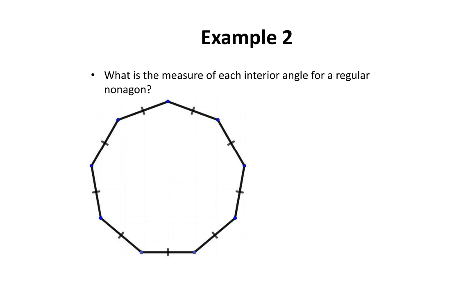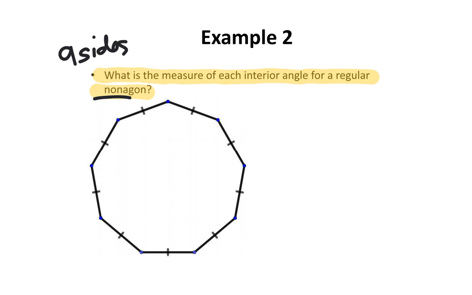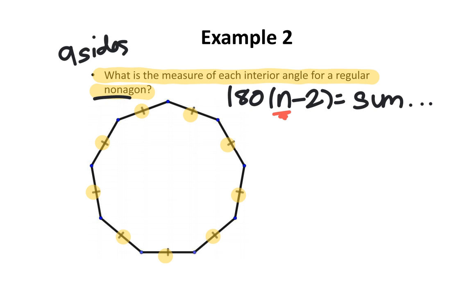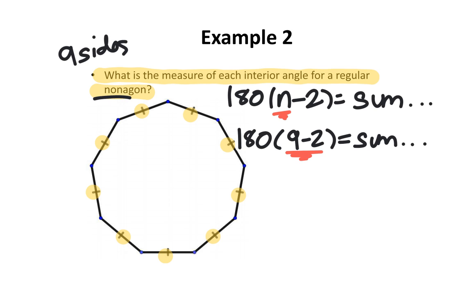In our second example, we are being asked a question: what is the measure of each interior angle for a regular nonagon? If you recall, a nonagon is a polygon with 9 sides. This nonagon is also regular, which means all 9 sides are equal and all 9 interior angles are equal as well. We're going to begin by determining the sum of its interior angles. I'm going to replace the variable of n with the number 9, since there are 9 sides within this polygon. As mentioned before, it is important to do BEDMAS, which means you'll have to do the operations within the bracket before multiplying by 180.